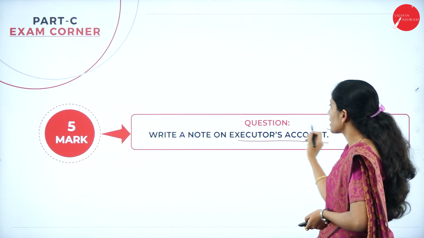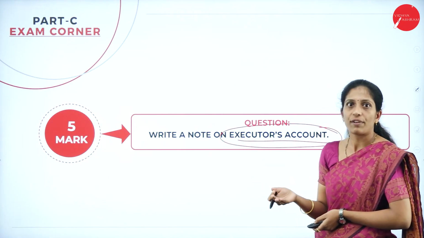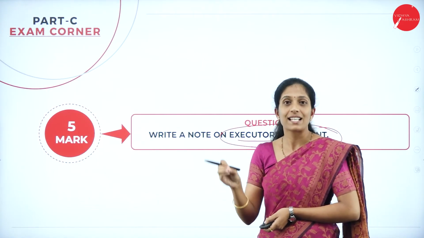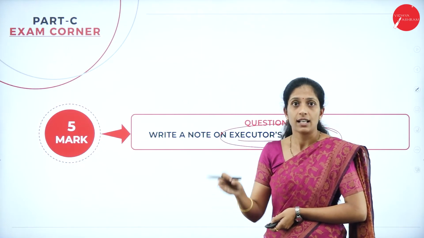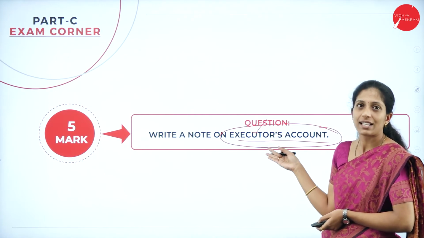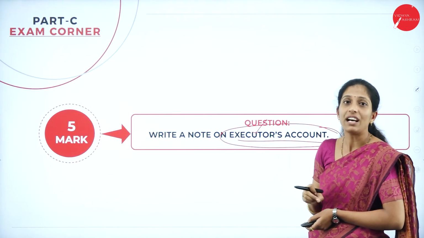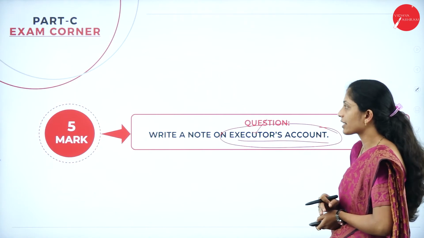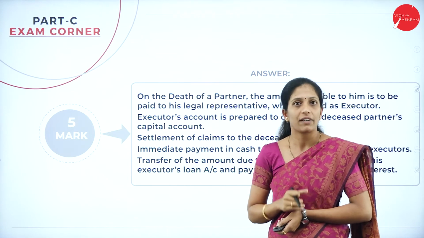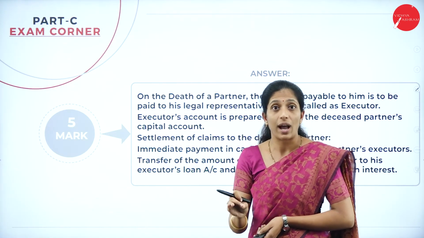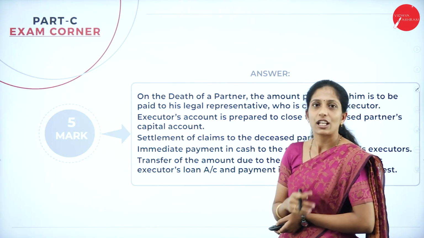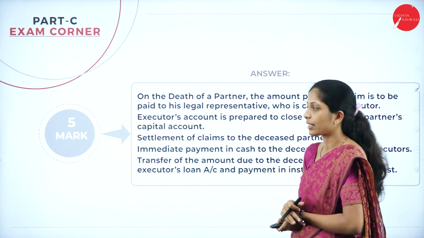Next, write a note on executor's account. On the death of a partner, the amount that has to be paid to the deceased partner, the partner who has died, will be transferred to his executor's account. So, who is an executor? He is a legal heir of a deceased partner. It's called an executor. So, whatever settlement has to be given to the deceased partner will be transferred to his executor. For 5 marks, you can write any 5 sentences on this executor.